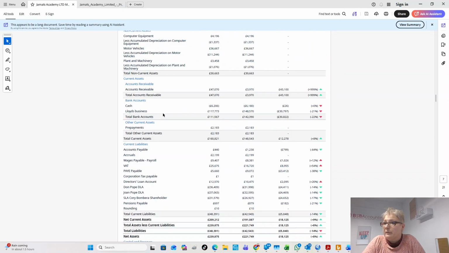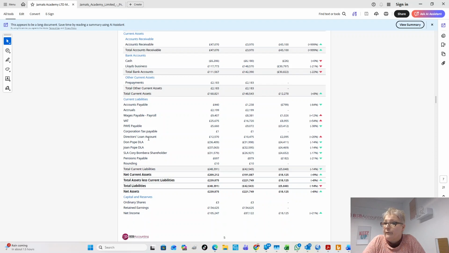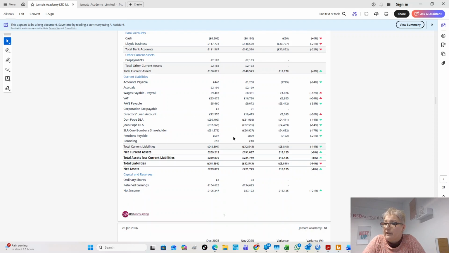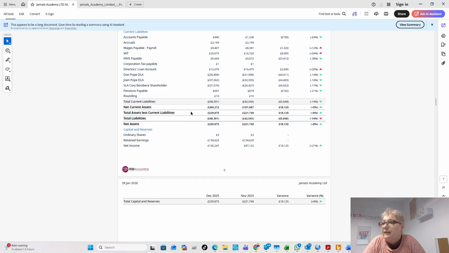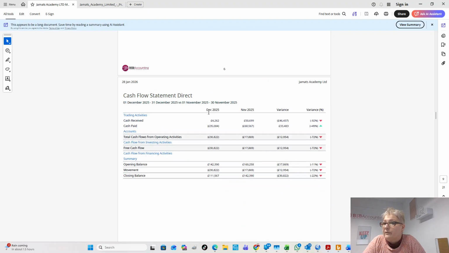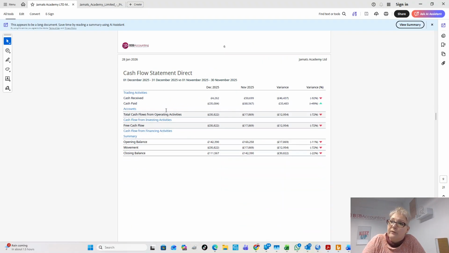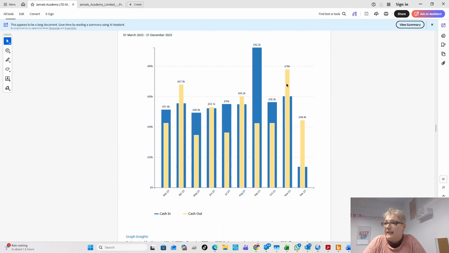Balance sheet. This is all your assets, bank accounts, wages, director's loans, which is actually your dividends, or this is going to be your dividends. And all the other balance sheet items. This is your cash flow, so basically how much cash received and how much cash paid throughout the month, and what was the flow of that cash, which you can see in here.